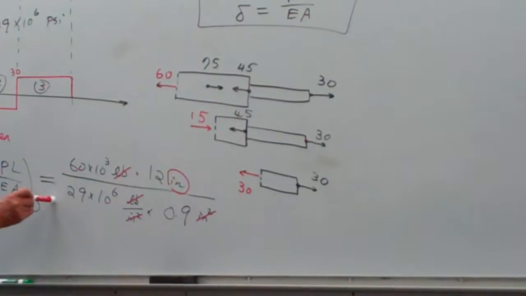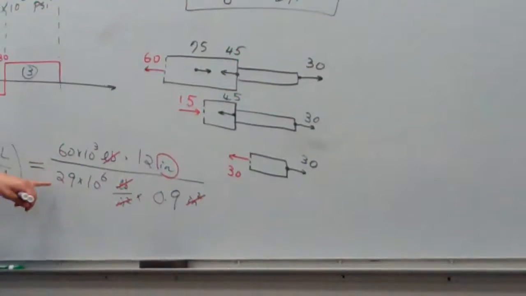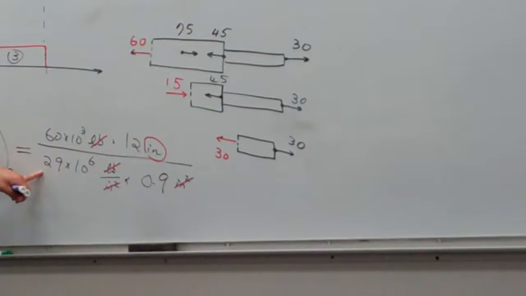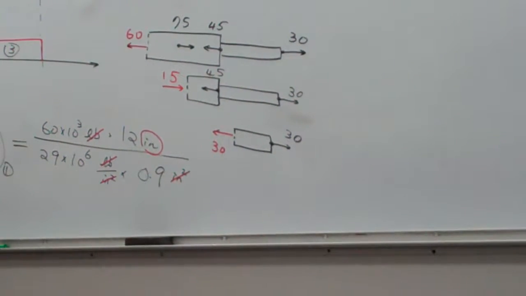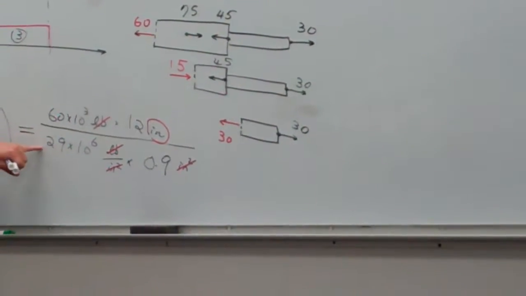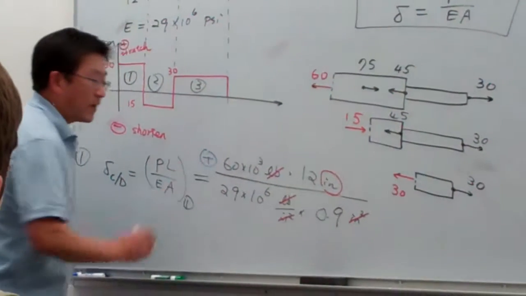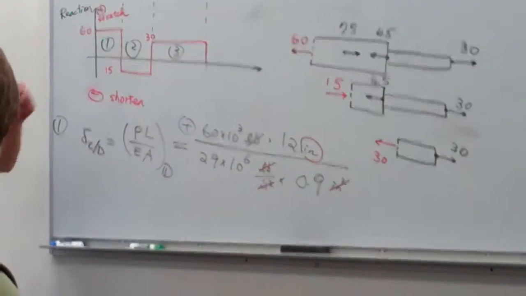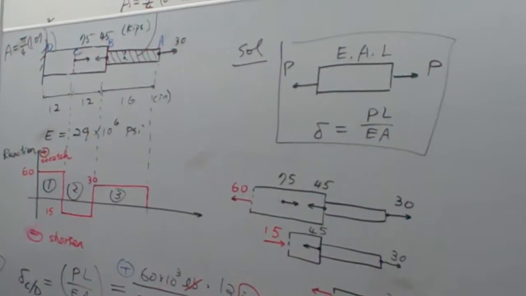And then for this case, this only gives us the magnitude. What about the sign, negative or positive? If we use stretching as positive, this should be positive. So you artificially put a positive to remind yourself this is stretching. This portion is stretching. Okay? So that's the first piece.